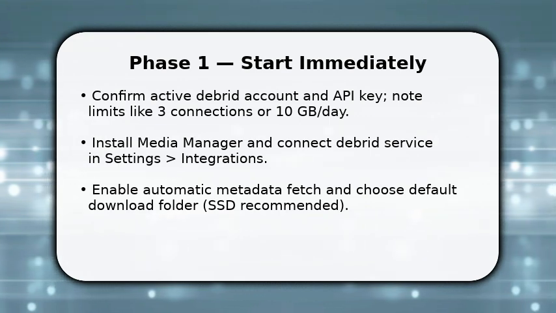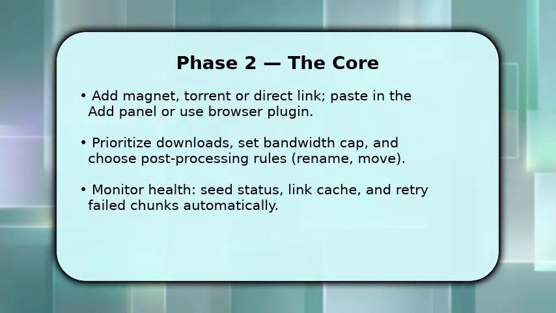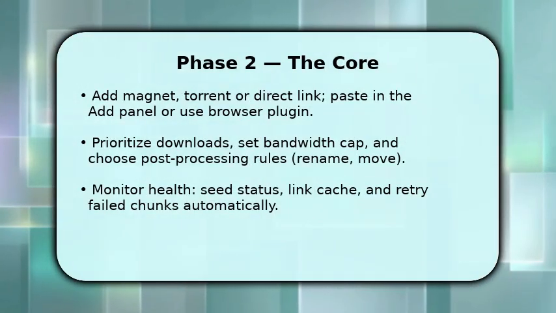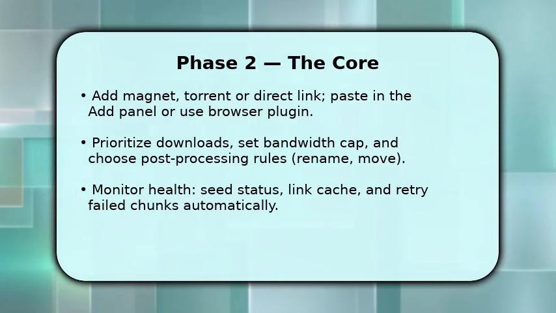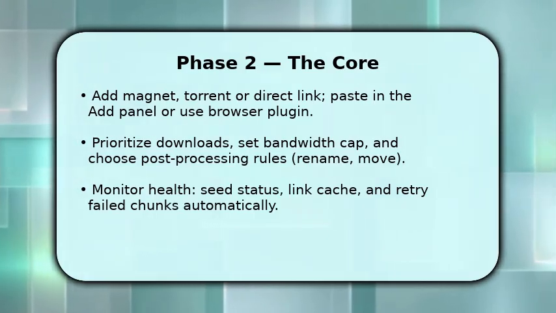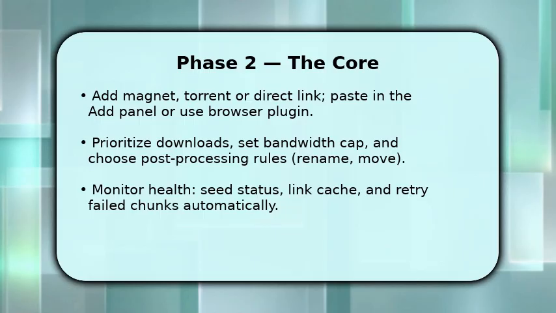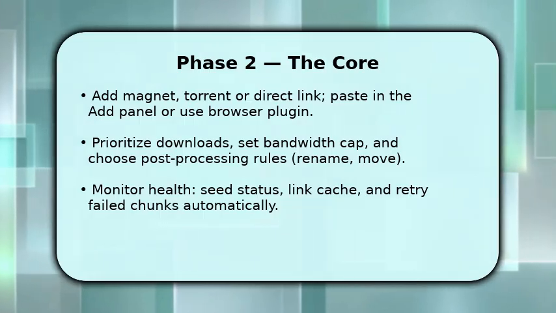You add links and decide priorities. Drag a magnet, paste a torrent, or use the browser button so sources queue fast. Then configure bandwidth caps and concurrent download counts to prevent saturating your network. This ensures playback and other services remain snappy.